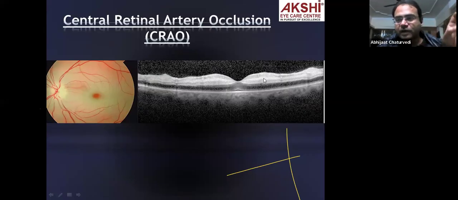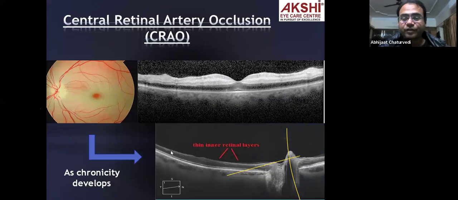Now, once the cardiological or the neurological component of the patient has been treated, this reflectivity goes, but the vision doesn't improve. Why? Because as the chronicity develops, you see the entire reflectivity is gone, but all the layers have gone atrophic. And since all these layers have gone atrophic, the visual acuity doesn't improve much. Again, for patient education, this is a very good tool. You need to show him why his vision didn't improve. It was just because all these layers have gone atrophic.